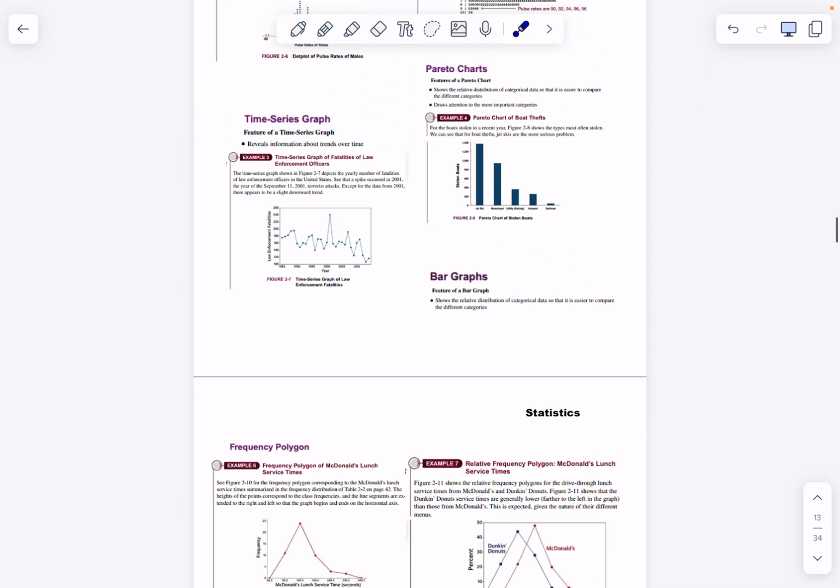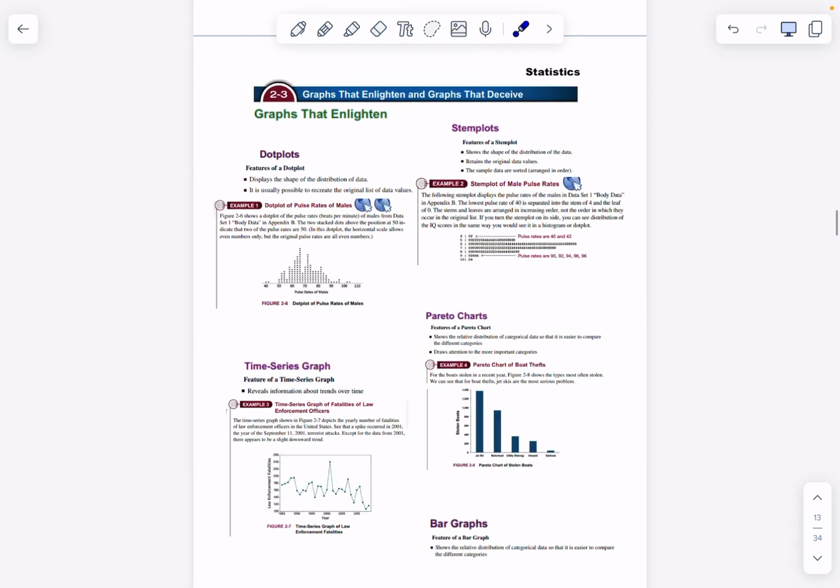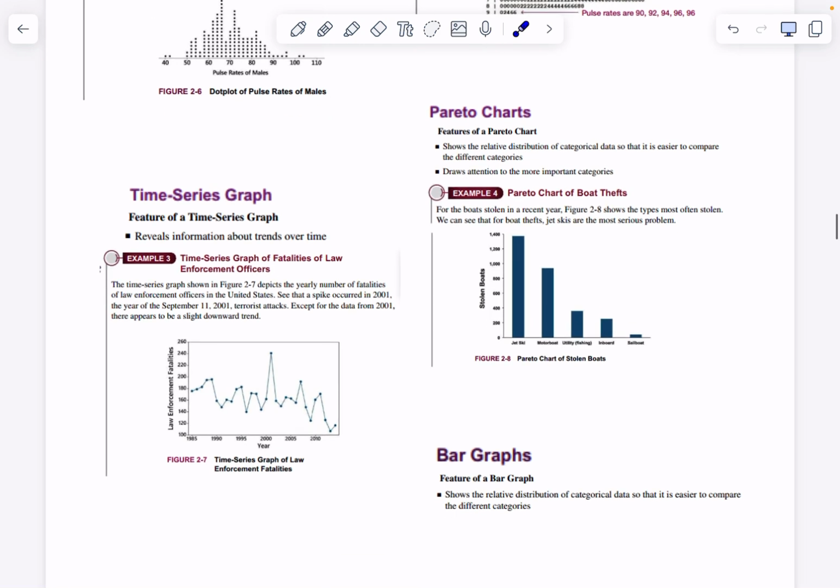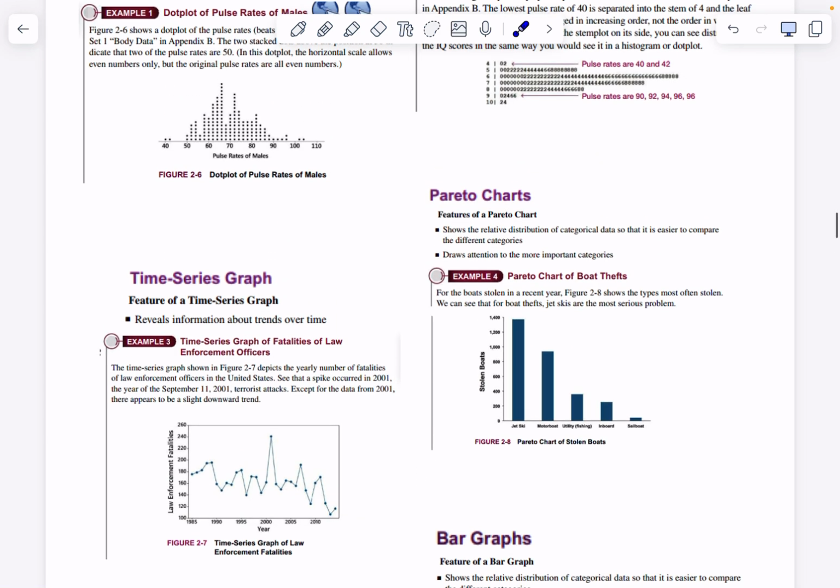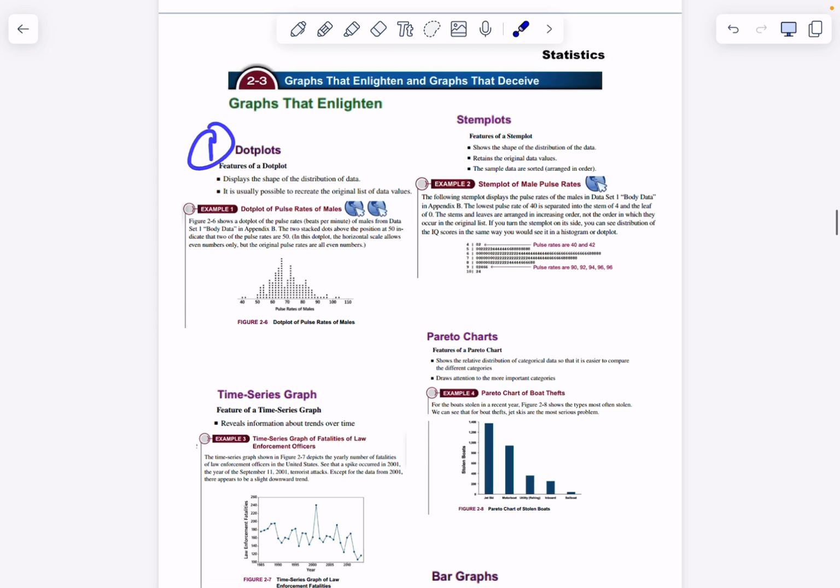Okay? So first page. There are 4-ish different graphs. They talk just a little bit about a bar chart. You won't need to do a bar chart. You will do one of each of these for homework. So number 1 is a dot plot. Number 2 is a stem plot. Number 3 is a time series. Number 4 is a Pareto chart. So you'll look at each one of these and that'll tell you what to do. Got it? Here we go.